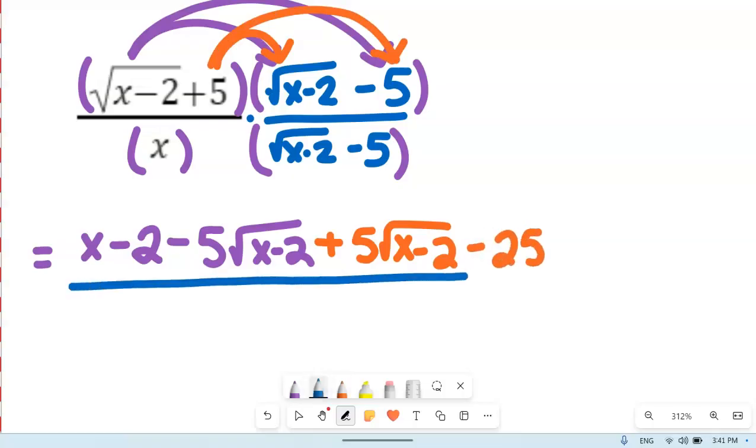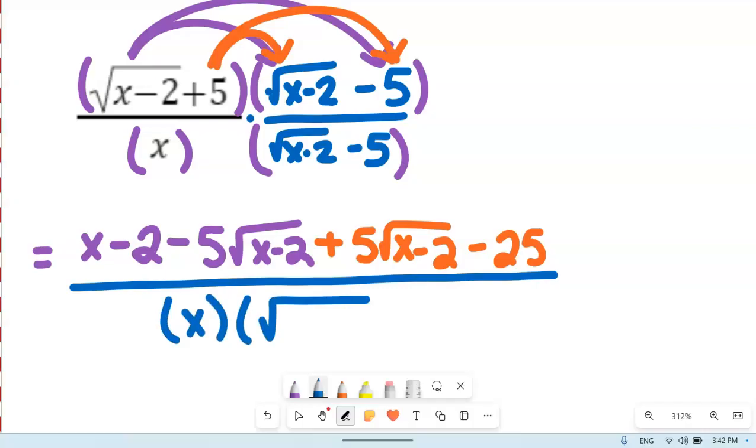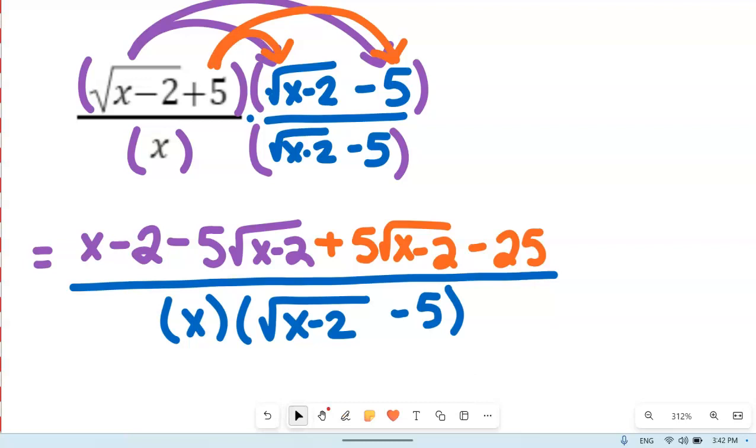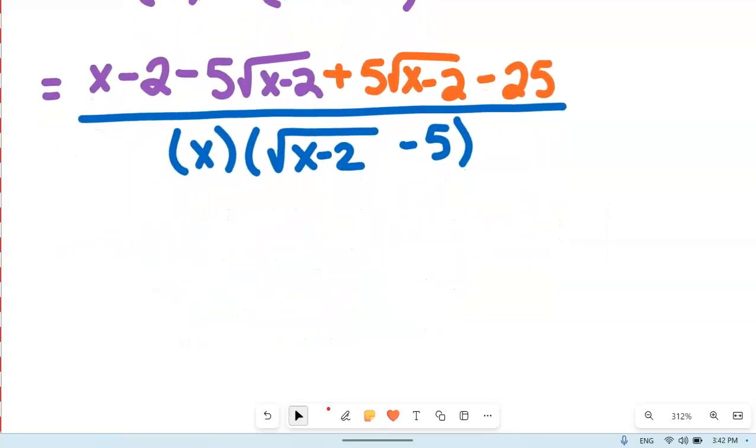On the bottom, I am actually going to leave this in factored form right now. And I do this because I might be able to cancel some terms, and so I don't want to get ahead of myself. So I'm just going to leave it in factored form. I might change it to expanded form later.